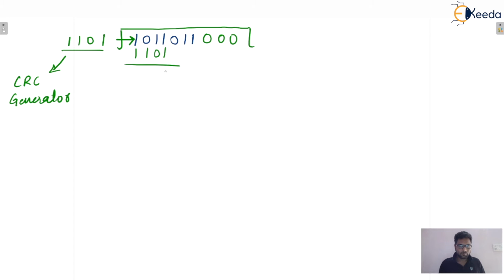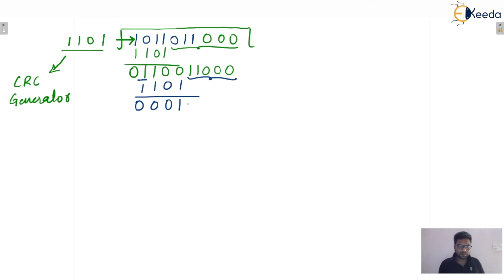Now apply the XOR. 1 XOR 1 is 0, then 0 XOR 1 is 1, 1 XOR 0 is 1, 1 XOR 1 is 0. Now write everything that is remaining as it is. Again start from the leading one from the MSB, and write 1101, the generator. Take the XOR operation: 0 XOR 1 is 1, and the rest are 0.